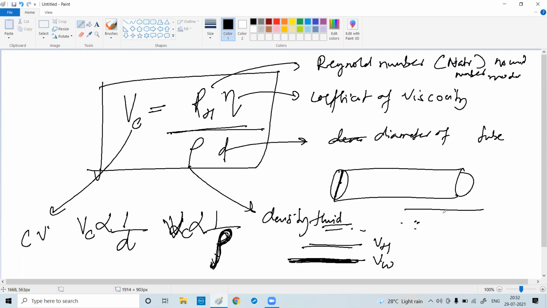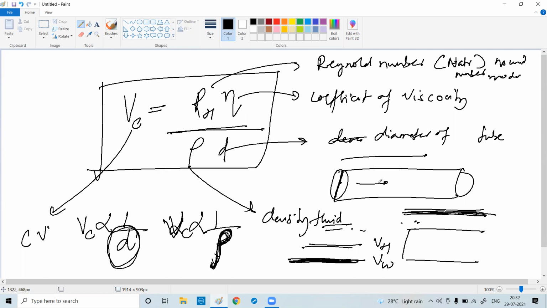Similarly, if you want to flow water in a thinner tube and a bigger tube, which will go faster? Thinner tube. Why? In a bigger tube, it is prone to turbulence. There are chances that it becomes turbulent, but here you might have smooth flow. So it also depends on the diameter of the tube. If the tube is fatter, there is more chance of turbulence, but in a thinner tube, the chance of turbulence is very, very less. Is it clear?